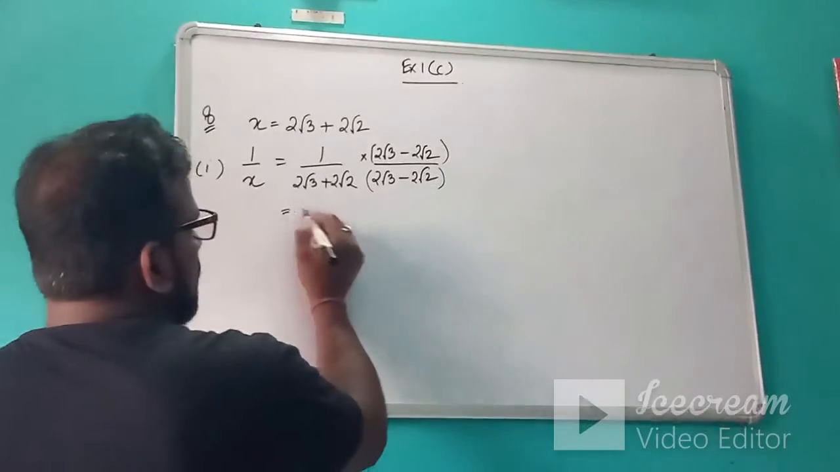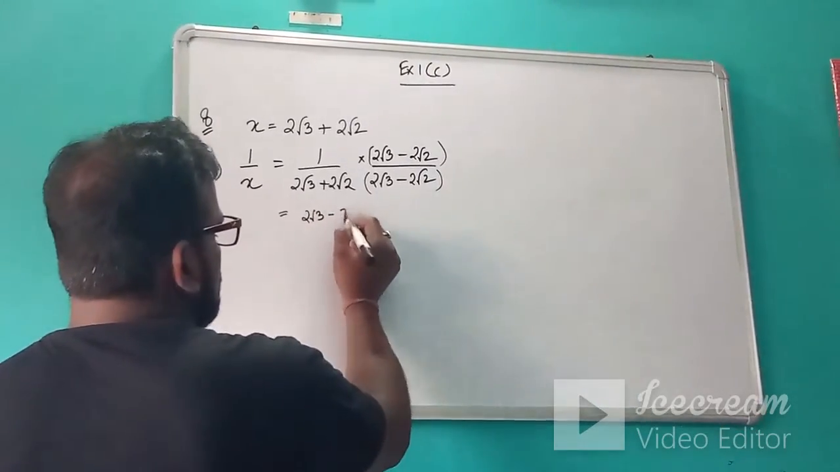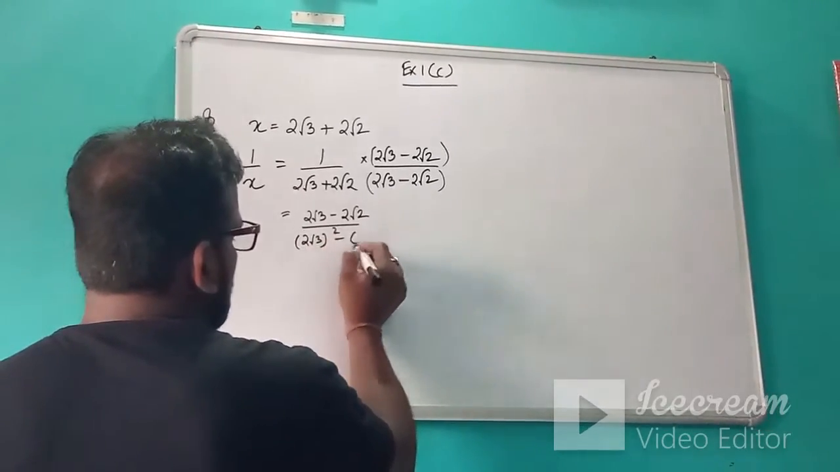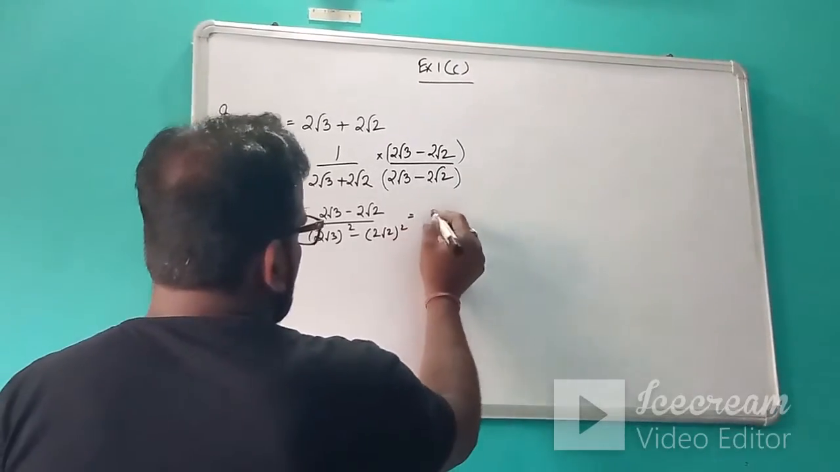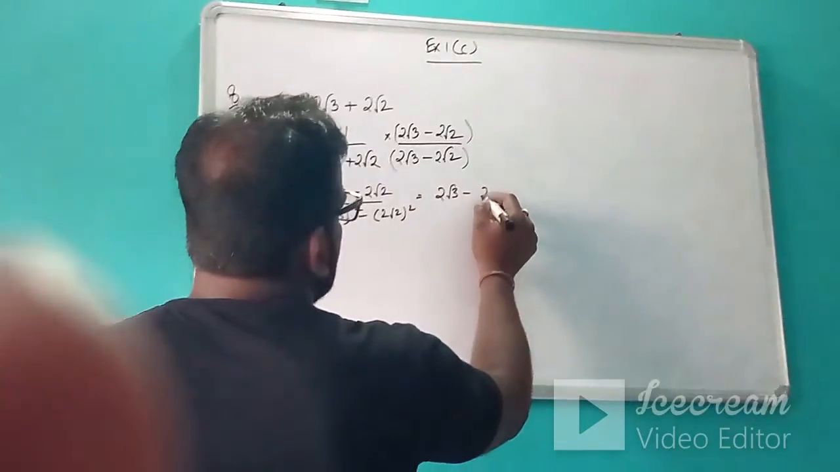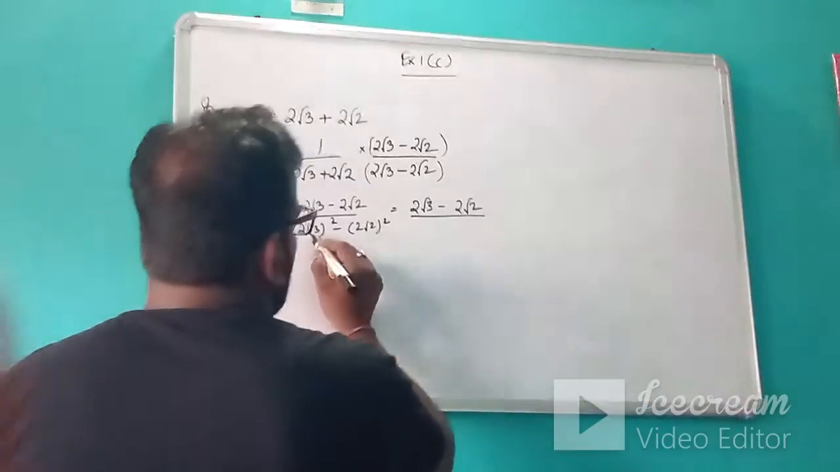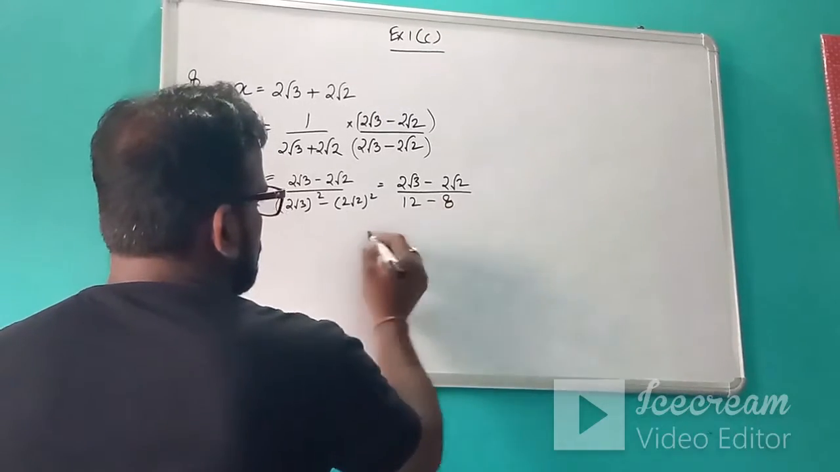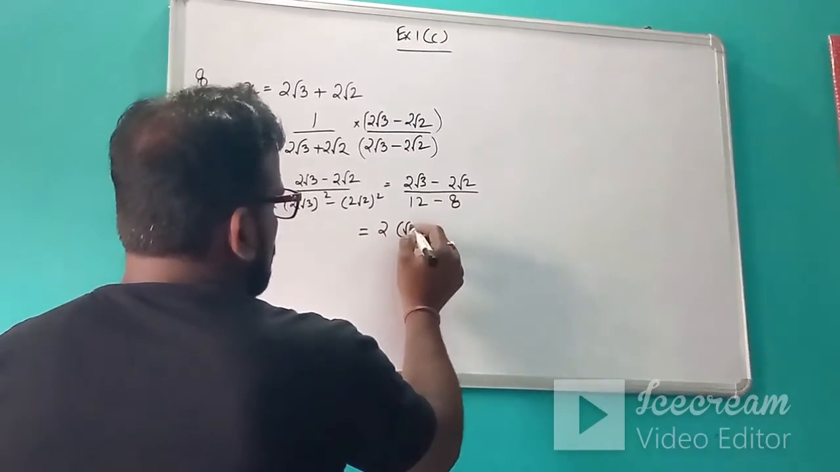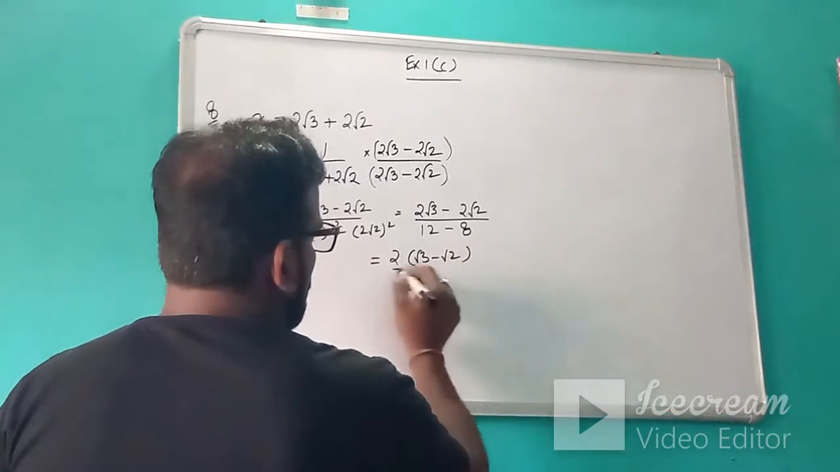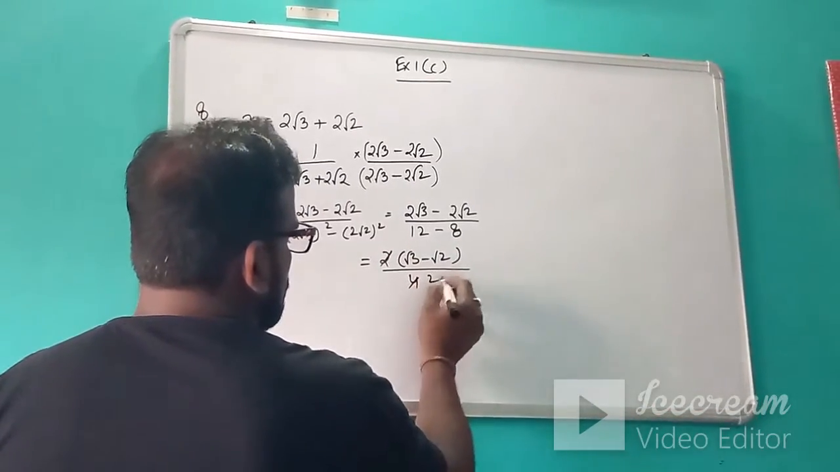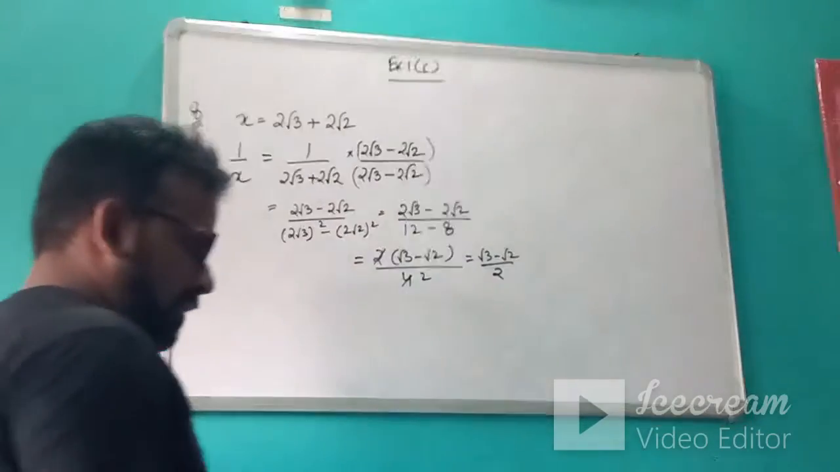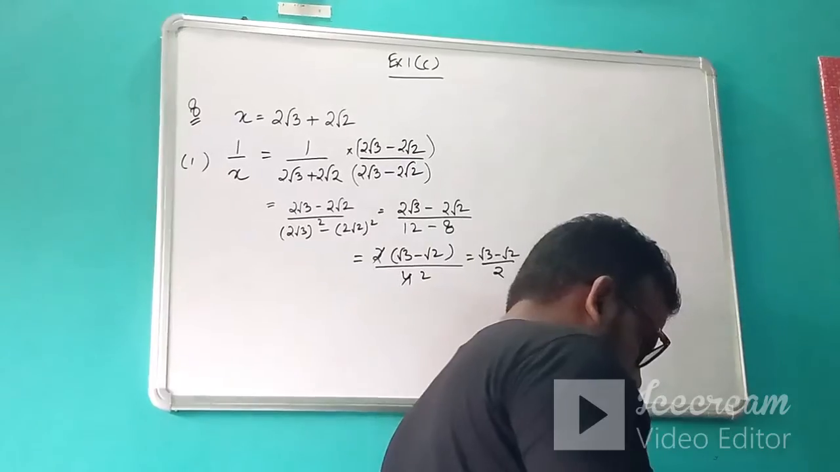So what you will get: 2 root 3 minus 2 root 2 upon (2 root 3) whole square minus (2 root 2) whole square. 2 root 3 whole square means 12, 2 root 2 whole square means 8. So you will get 2 common, root 3 minus root 2 upon 4. So you will get root 3 minus root 2 upon 2. Okay, that will be your answer of 1 upon x.